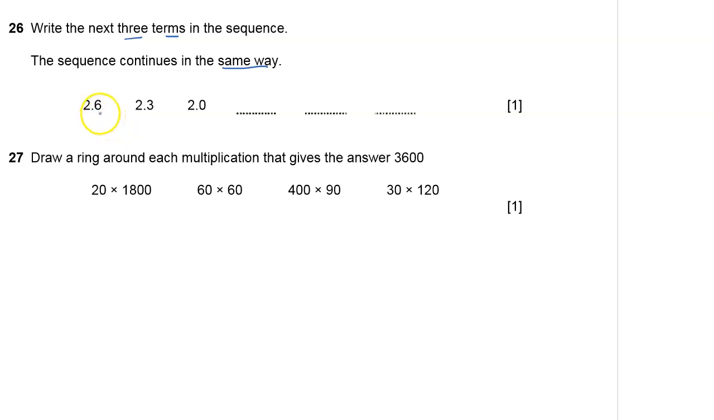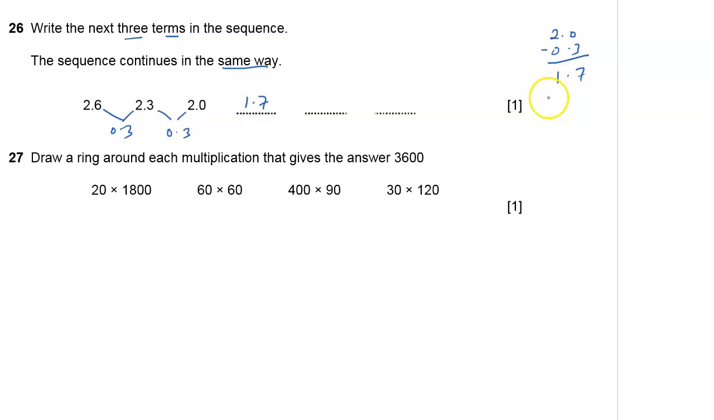From 2.6 to 2.3, there is a decrease of 0.3. From 2.3 to 2, there's a decrease of 0.3. So likewise, we take away 0.3 from 2. This will give us 1.7. So what we got here is 1.7.